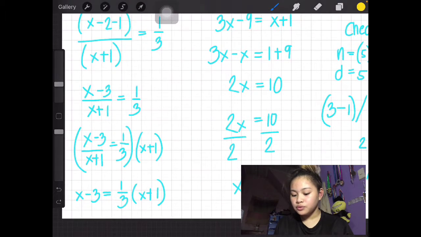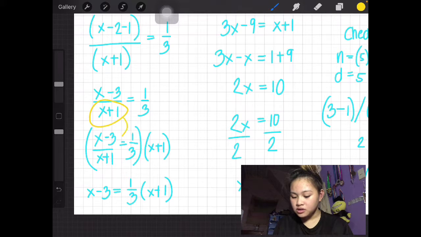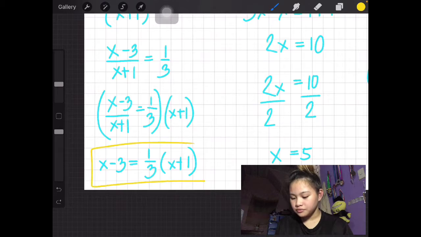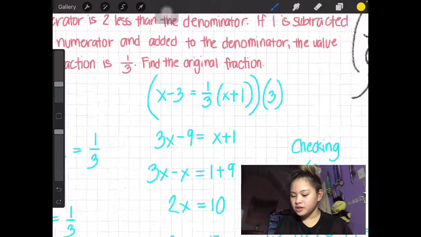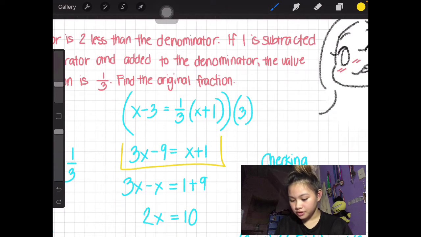After that, we're going to find the LCD again. So we're going to use this one. We multiply this to here. So that's why it's like that. And then the answer we got is this one. And then after that, we multiply 3 to the other side. So that's how we got this one.